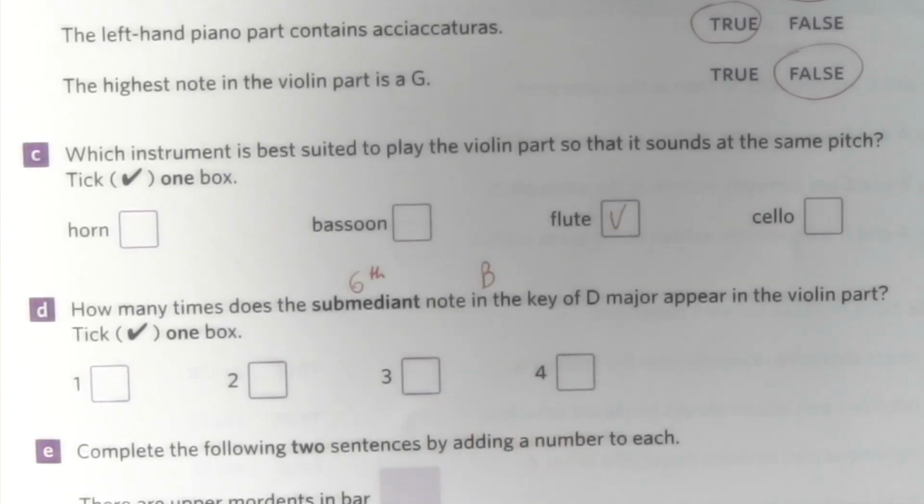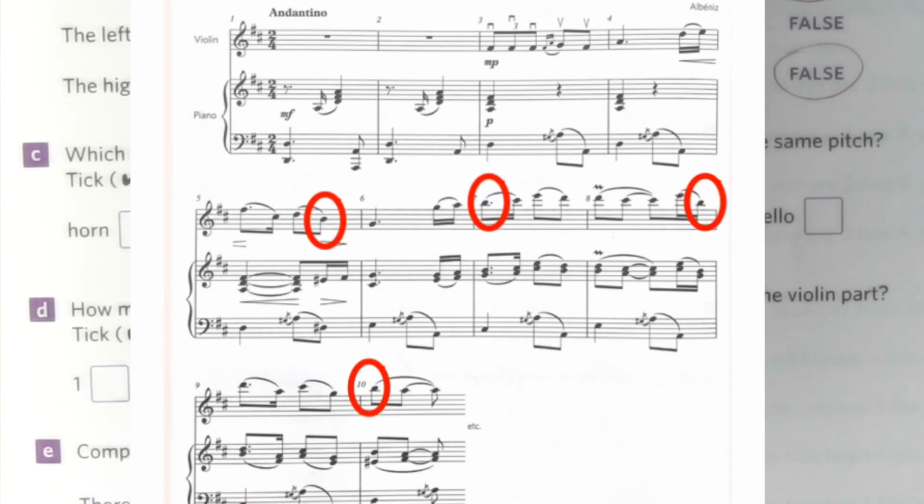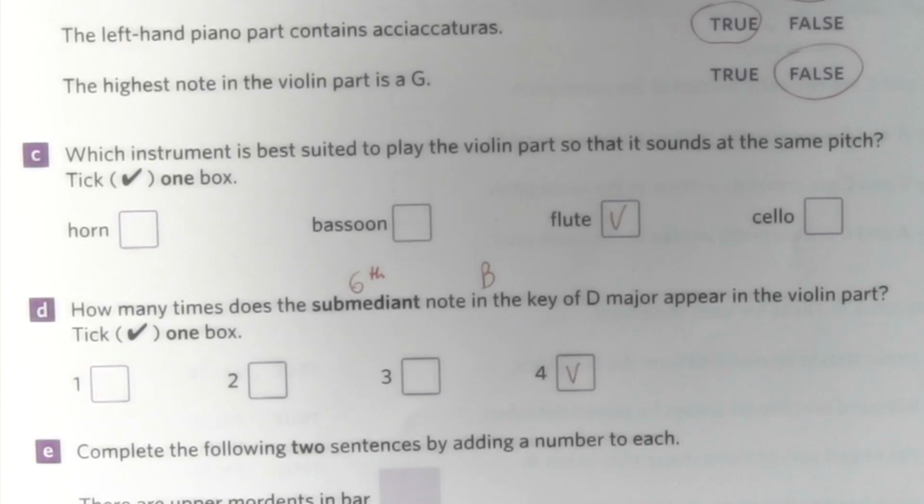And how many times does B appear in the violin part? We just need to count them. 4. Done. Last one.